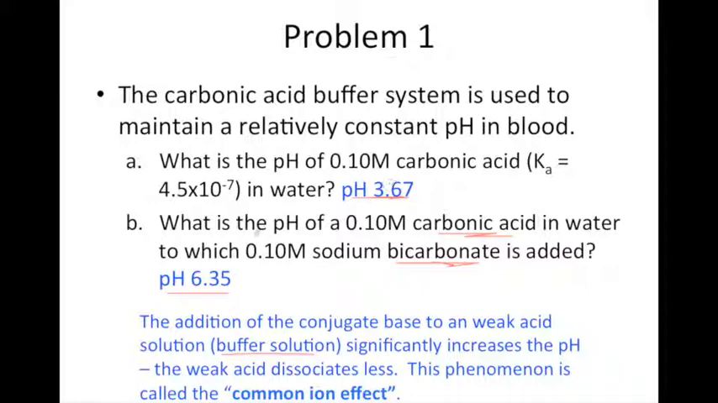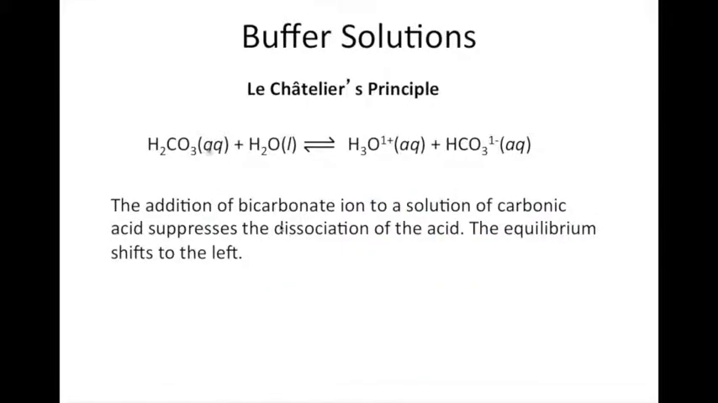So why did the pH not drop as much? Well, we can explain that using Le Chatelier's principle. If you just put carbonic acid in water, it's going to dissociate to some extent. In other words, the forward reaction will occur to some extent, and then you'll eventually reach equilibrium. However, by adding some concentration of the conjugate base, Le Chatelier's principle tells us that we cause the equilibrium to shift back to the left. So by adding something over here, the equilibrium will shift to the left.